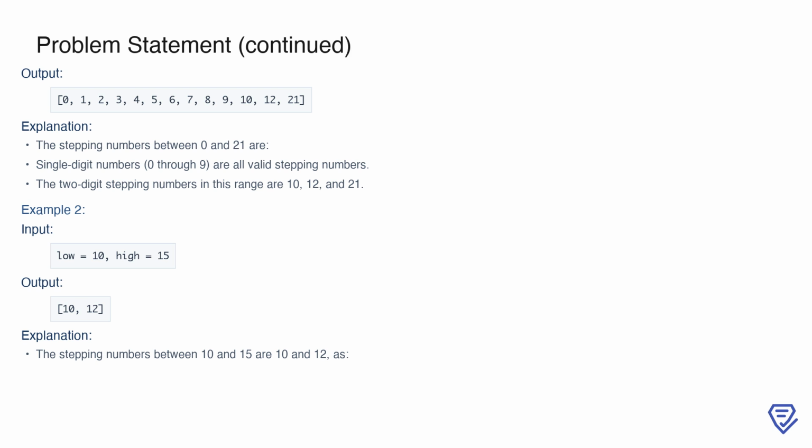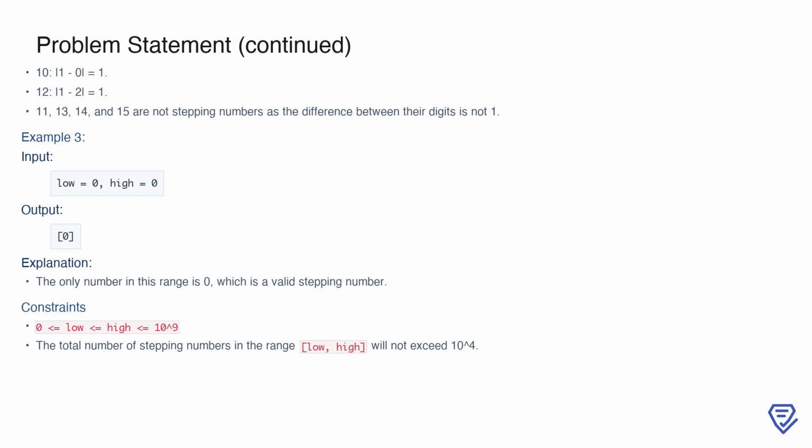Now consider another example with a smaller range, from 10 to 15. The output in this case is 10, 12, as those are the only stepping numbers within this range. For 10, the absolute difference between the digits 1 and 0 is exactly 1, making it a valid stepping number. Similarly, for 12, the difference between the digits 1 and 2 is 1, so it is also valid. The other numbers in this range, 11, 13, 14, and 15, are not stepping numbers because the absolute difference between their digits is not 1.